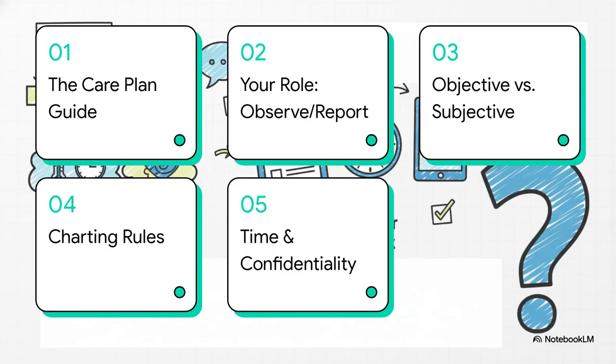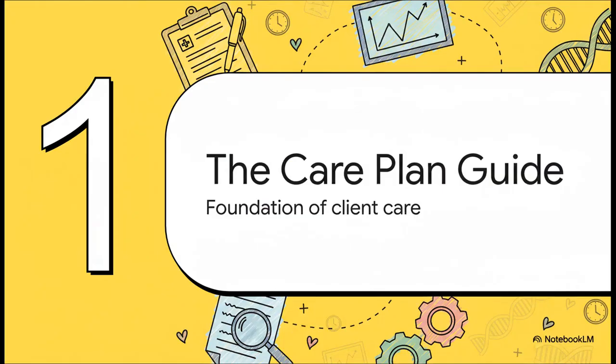Here are the 5 key topics we're going to hit to get you exam ready. We'll start with the care plan itself, then talk about your specific role. After that, we'll master the difference between objective and subjective data, cover the essential rules of charting, and wrap it all up with the professional standards of time, reporting, and of course, confidentiality. First things first, let's talk about the absolute heart of all client care, the care plan.